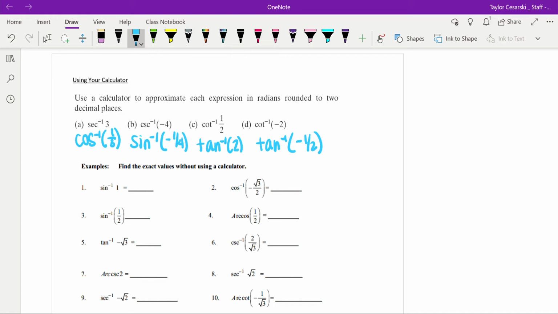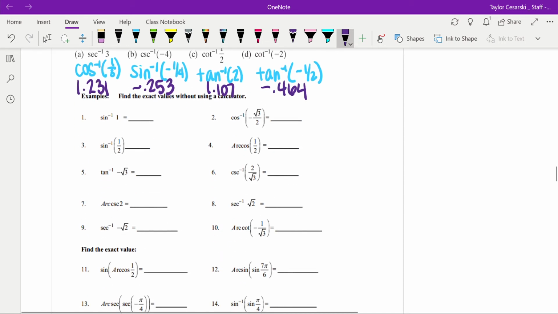Okay, so I'm going to do this to 3 decimal places just because that's what we're used to. So here we get 1.231. Hopefully you paused it and tried it yourself. Negative 0.253, 1.107, and negative 0.464. All right, so for these examples, I'm going to go through the odds real quick, and then I want you to practice on the evens and check your answers.